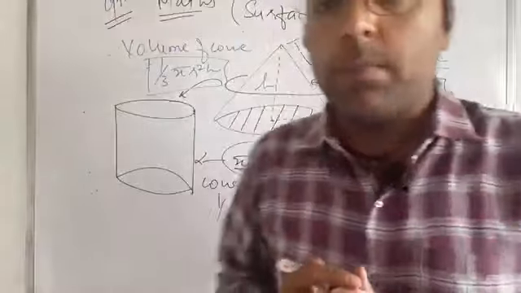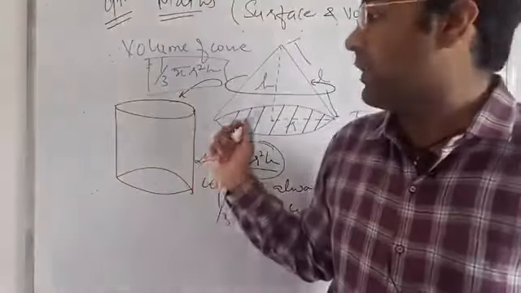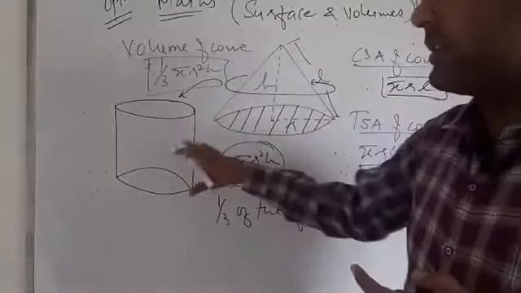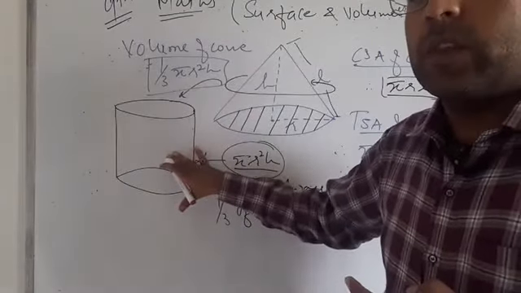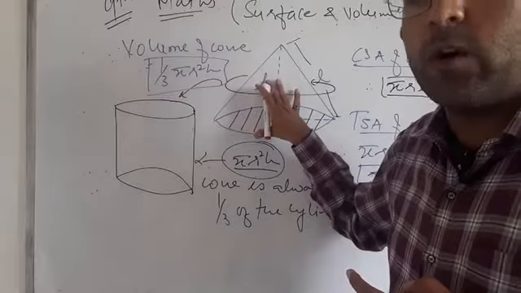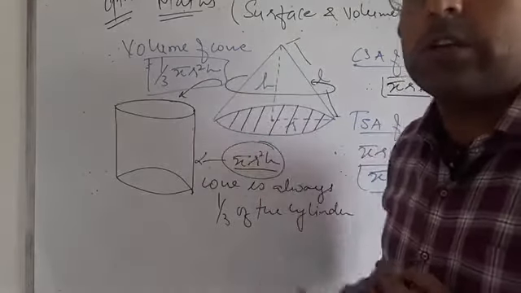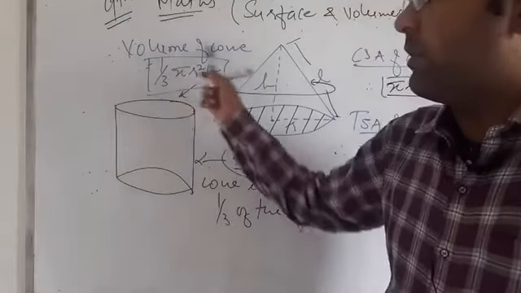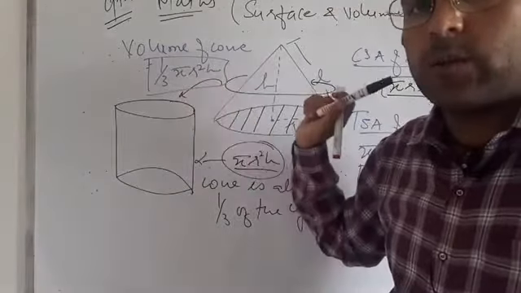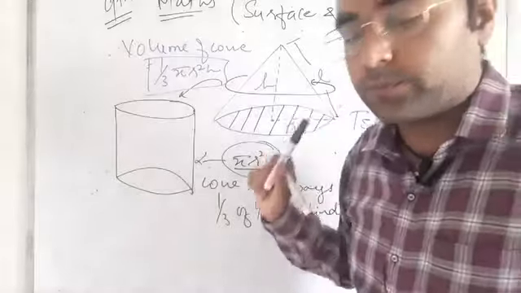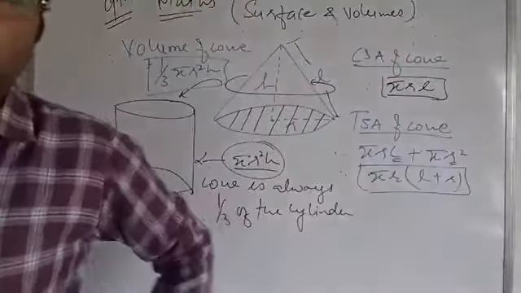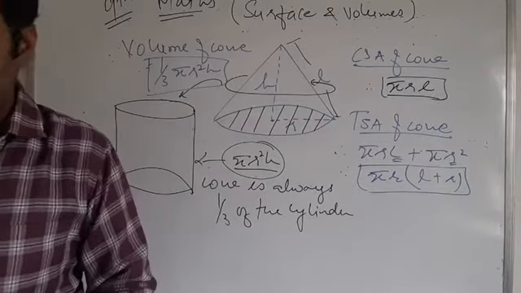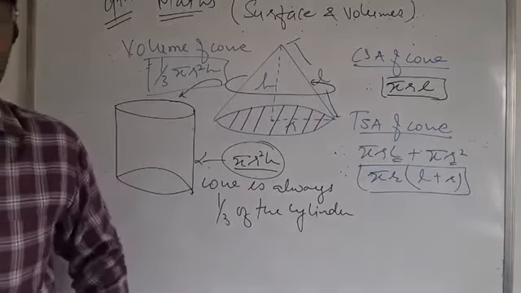Whenever we have to compare cylinder with the cone, the volume of the cone is always 1/3 of the volume of the cylinder. So what is the volume of the cone? That is 1/3 pi r square h. Clear? Please note down all these formulas, as they always help us to solve the problems. Please note it down fast.